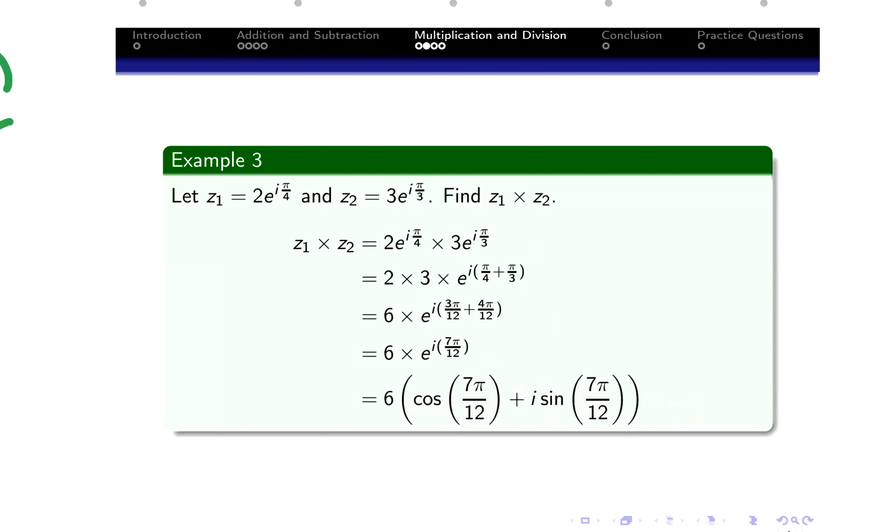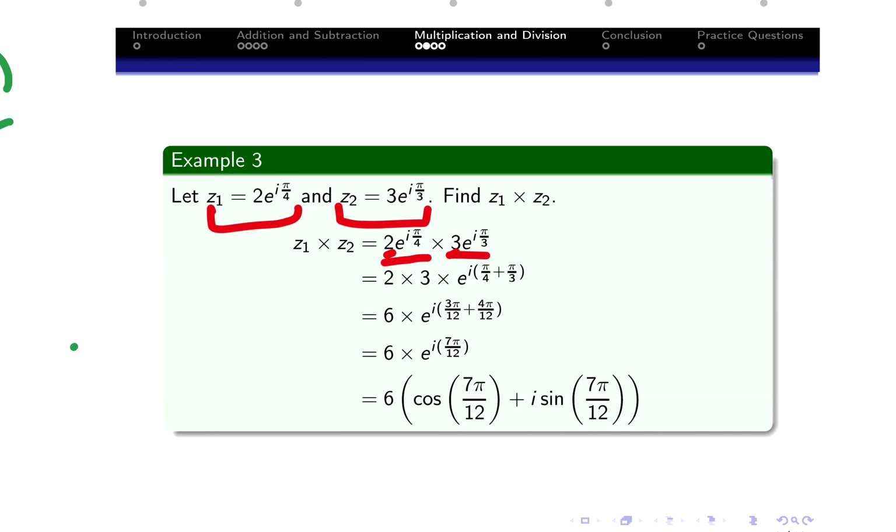You have Z1 is 2e^(iπ/4) and Z2 is 3e^(iπ/3). So to multiply that is just to say 2e^(iπ/4) times 3e^(iπ/3). Then you just multiply the 2 and 3 straight. And then you have e, add the powers up. So you have i into π/4 plus π/3.